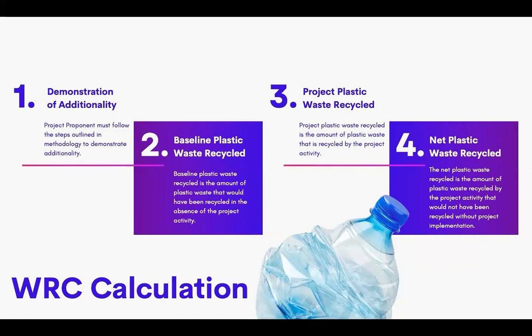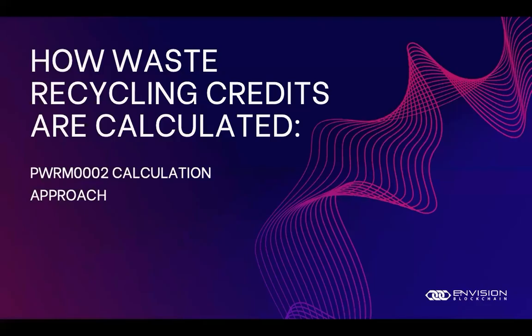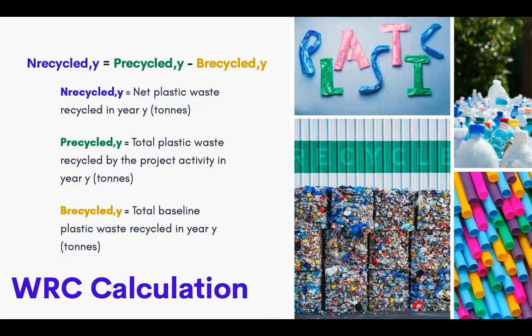And the net plastic waste recycled is the amount of plastic waste that was recycled by the project activity that would have not been recycled without project implementation. That's also the value that we'll be minting against, is that net plastic waste recycled, which we can see the equation in this next slide. So here we see that the net value that was recycled is that blue, and it's going to be dependent on the year that you're filling out your data for. This is also in a measurement of tons. So in order for us to get that net value, we need to subtract the project value from the baseline value. And again, if you were filling this out for 2019, all your data should be from 2019. And then we'll know how many WRCs we need to mint, which are waste recycling credits.